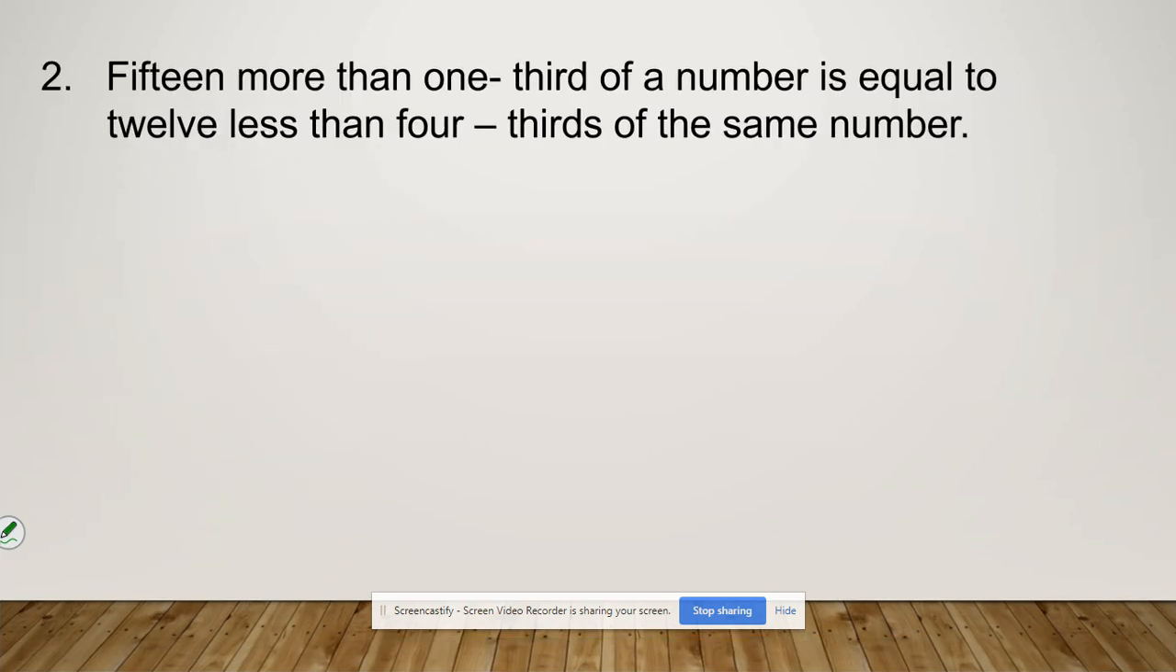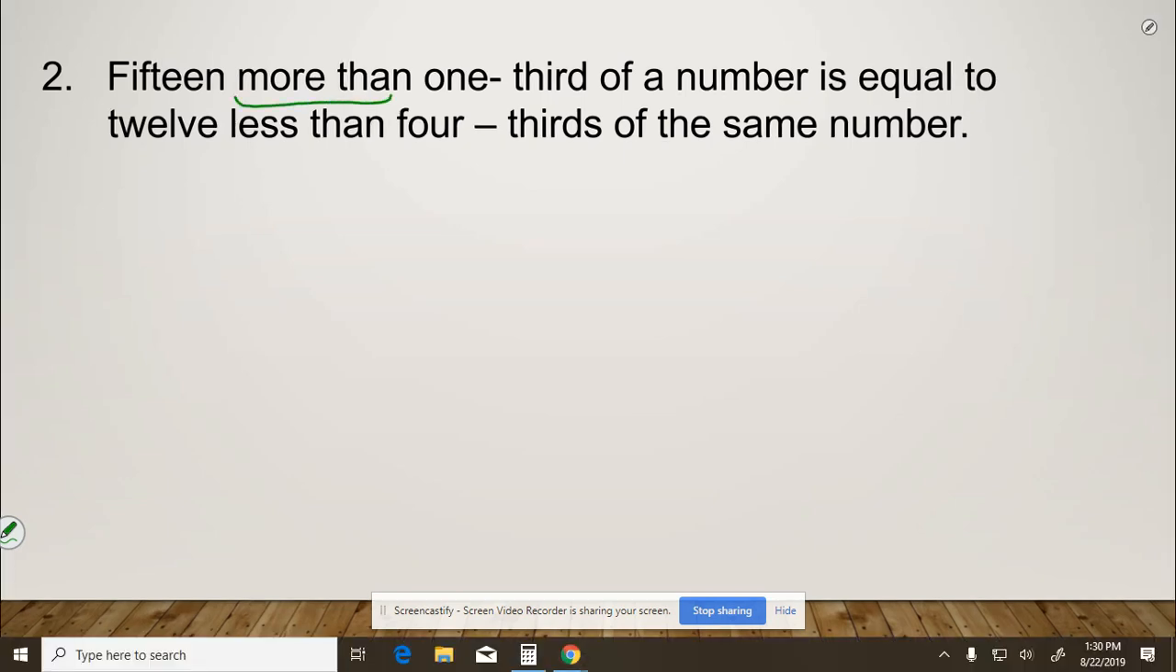Number 2, 15 more than 1/3 of a number is equal to 12 less than 4/3 of the same number. Okay, more going on here. 15 more than 1/3 of a number. It looks like it should just be 15 plus 1/3 of n, but we're going to flip it around because of that more than. So it's 1/3 of n plus 15 is equal to 12 less than 4/3 the same number. Looks like it should be 12 minus 4/3 n, but we got to flip it around because of the less than. So 4/3 n minus 12.